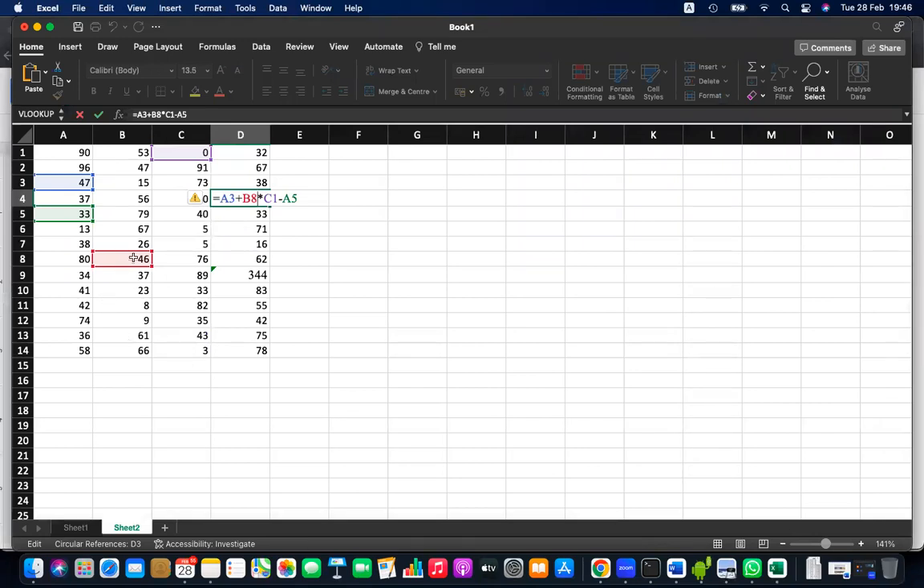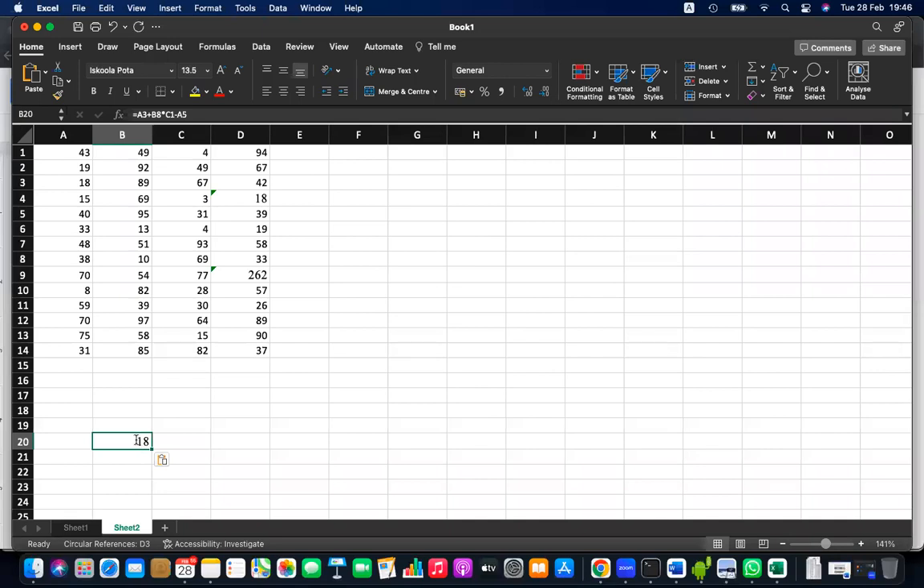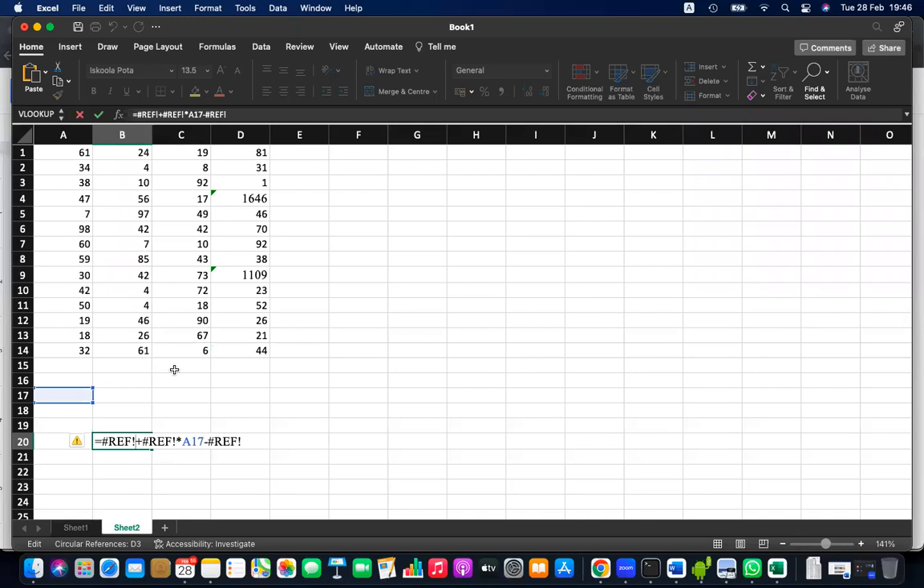A19 plus B20 is here. Yeah. But you are copying this one, right? You are copying this one and pasting here. What will happen? So here you will get an error. Why?